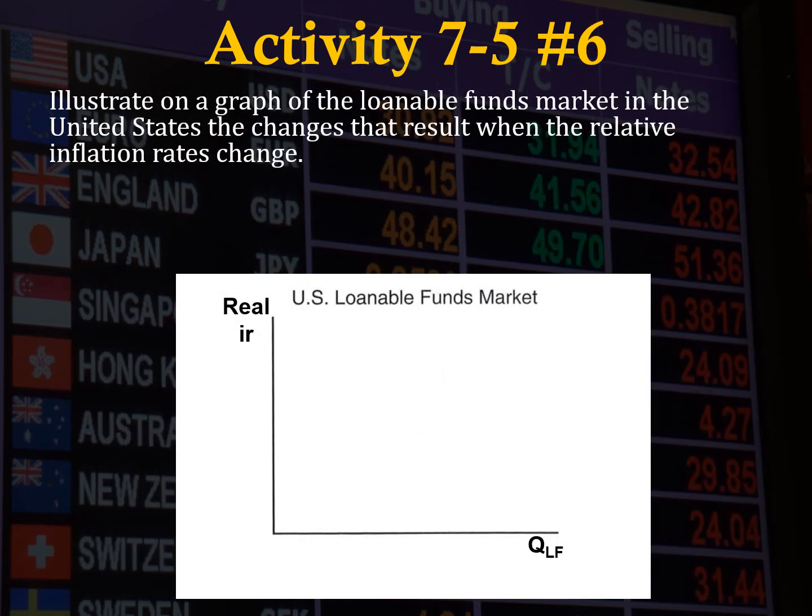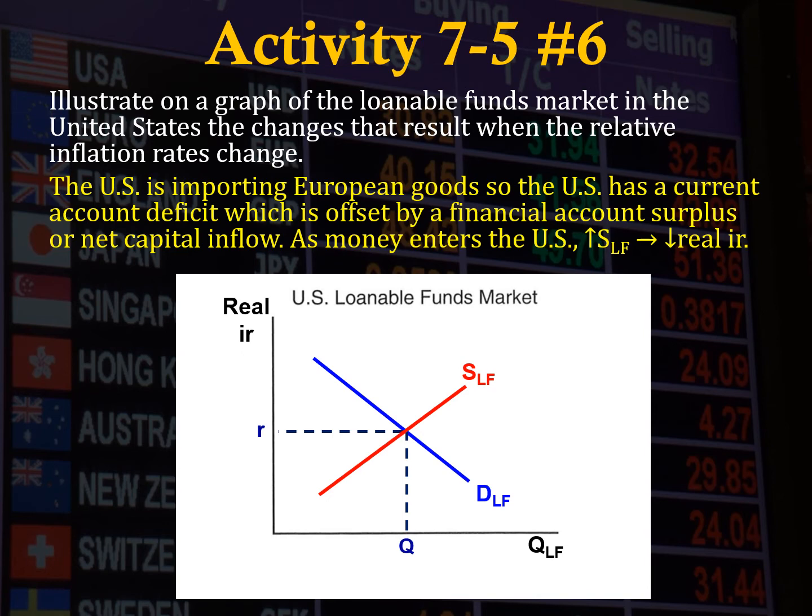Number 6, illustrate on a graph of the loanable funds market in the U.S. the changes that result when the relative inflation rates change. So there's our starting point. The U.S. is now importing more European goods, which means the U.S. has a current account deficit because of a trade deficit. Because of the balance of payments, that's offset by a financial account surplus, which means there's net capital inflow. Since there's net capital inflow, that means there's a higher supply of loanable funds. Supply of loanable funds shifts to the right, lowering the domestic real interest rate.